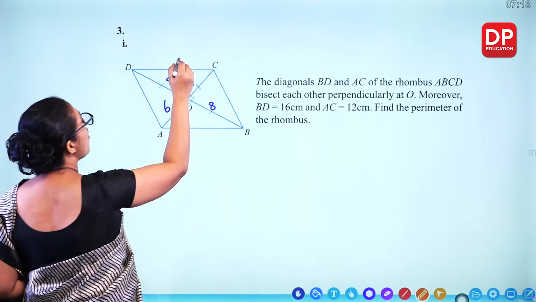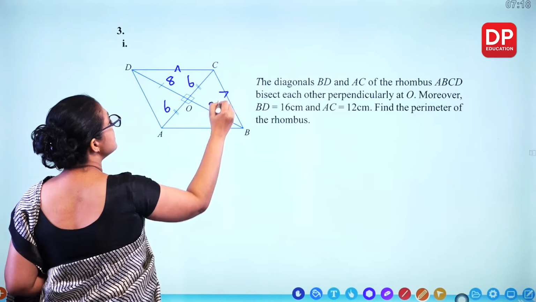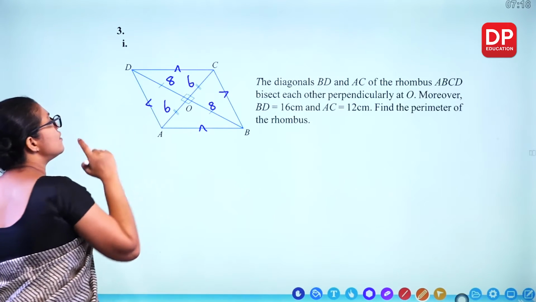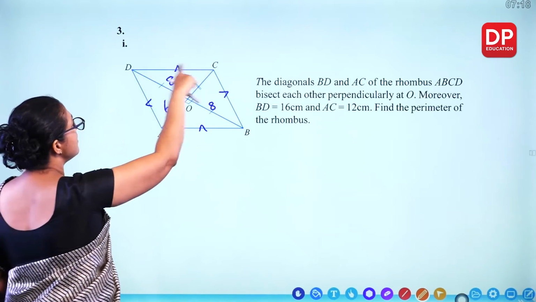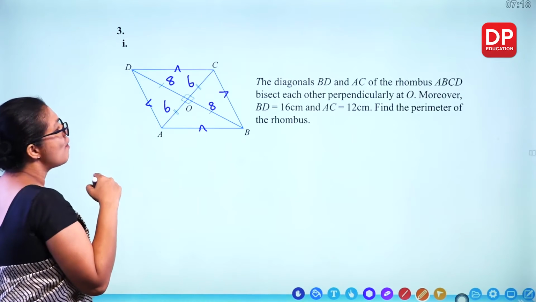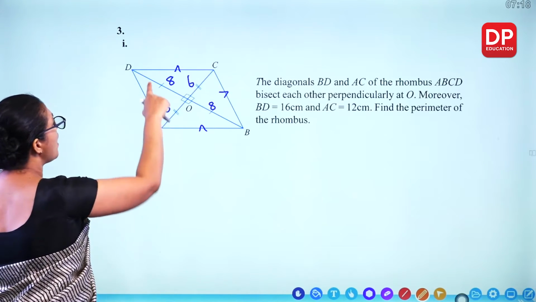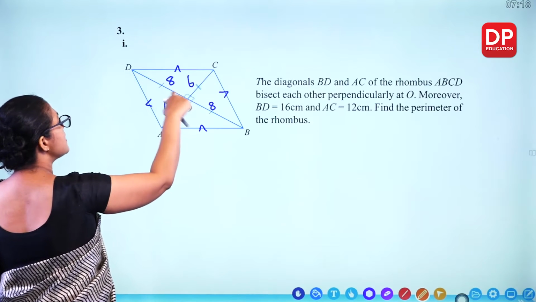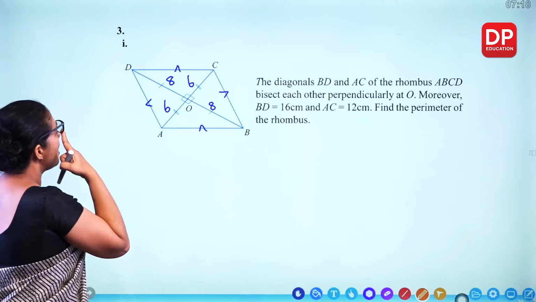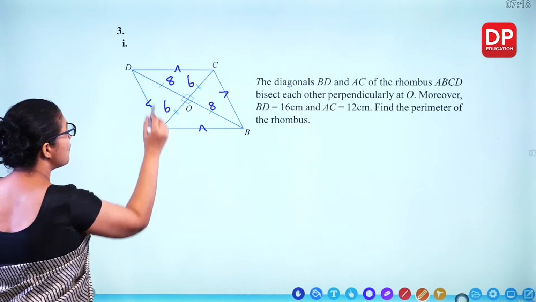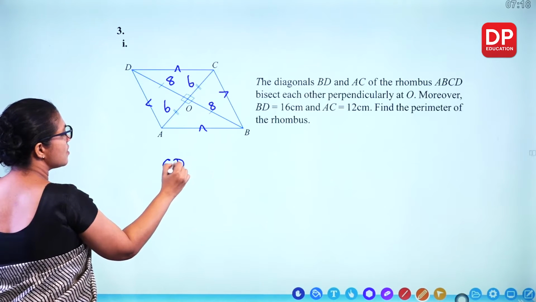So rhombus, all sides are equal. This side is equal to this side and here. So if you can find out one length, you can multiply by 4. So how do you find out one length? We know this is a right angle triangle. We can use Pythagoras theorem. So we'll first find CD's length.